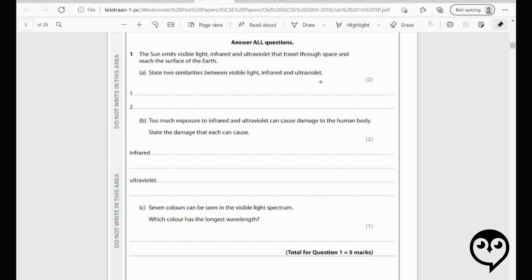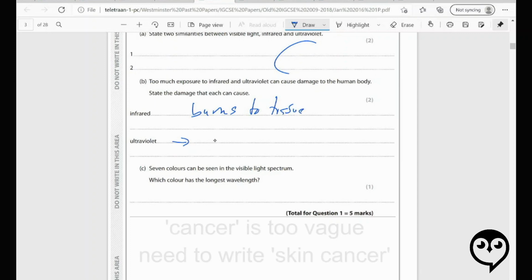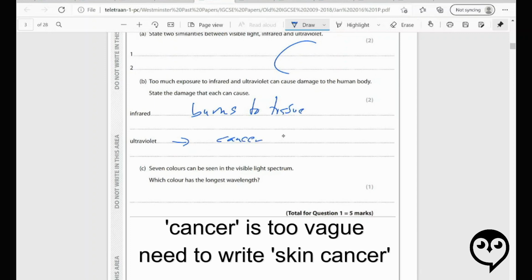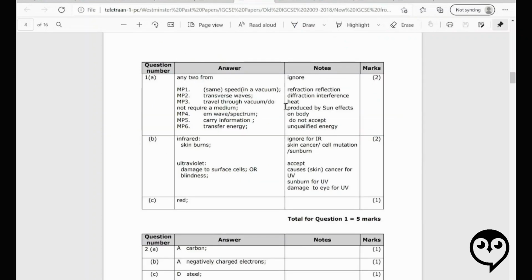Again, we've just seen the similarities one, so we'll skip that. We know what it is, and what's the damage they can cause. Ultraviolet can cause some skin cancer. Infrared will cause burns to tissue. Ultraviolet can cause cancer in long-term dosage, that kind of stuff. What color has the longest wavelength? Red. Right, very straightforward. Yeah, it's red.